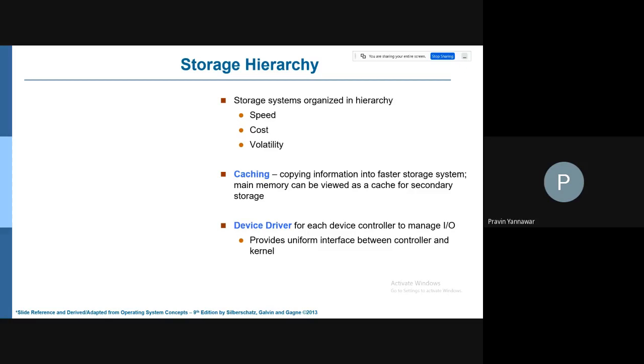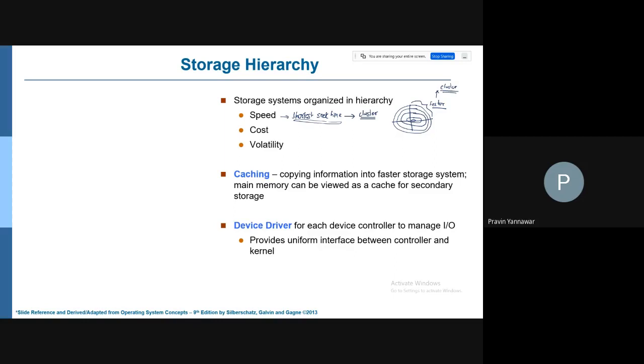Now, if you look at the storage hierarchy, it is classified in terms of speed, cost, and volatility. Speed stands for shortest seek time. Seek time means how fast I can reach a particular cluster. You have this kind of mechanism. These are nothing but tracks. Then if this is divided into sections, this becomes a sector, and the smallest unit of this track and sector is a cluster.